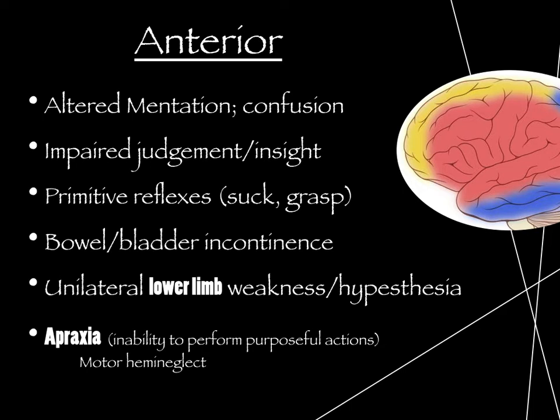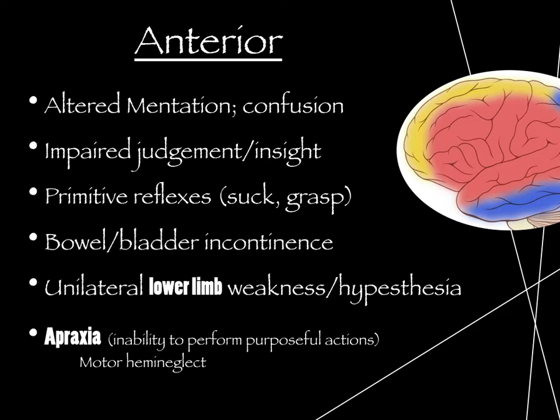These people can have primitive reflexes, like a primitive suck or grasp reflex. They can have bowel or bladder incontinence, which is kind of unique to strokes and partial seizures of this area. They can have unilateral lower limb weakness and hypesthesia, much greater than upper, if there is any upper at all. And this tends to be contralateral, right? Say tends to be, it's always contralateral to the lesion. And you can get apraxias.